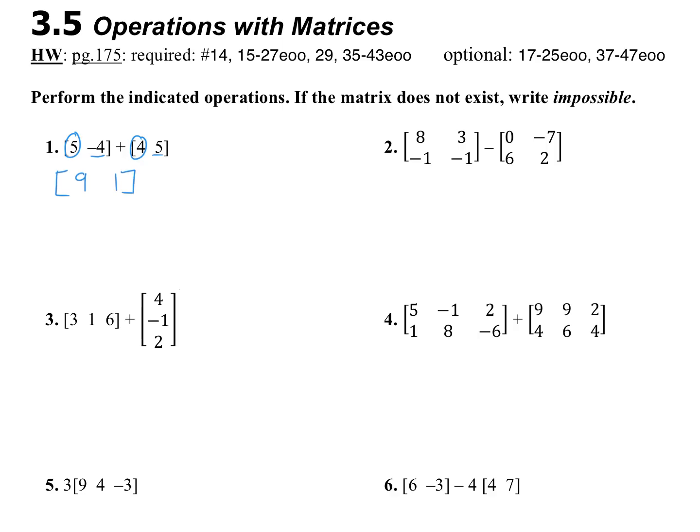All right, number 2 is the same thing except with a 2 by 2 and subtraction. All right, so 8 minus 0 is 8. 3 minus a -7 is 3 plus 7. -1 minus 6 is -7, and -1 minus 2 is -3.